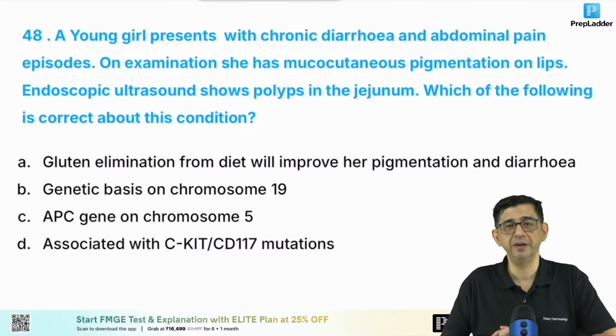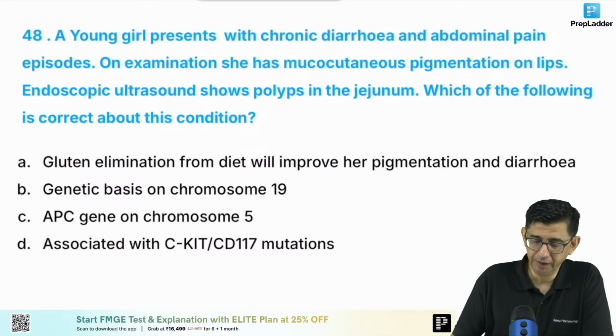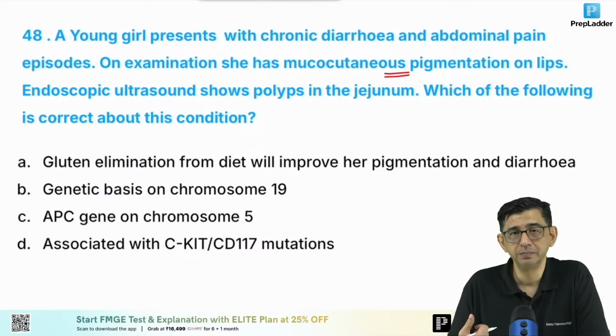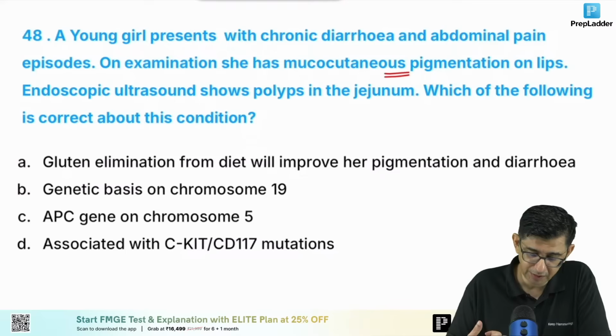Now comes your favorite. A young girl presents with chronic diarrhea and abdominal pain, and she has mucocutaneous pigmentation of the lips. And there are polyps in the jejunum. On an endoscopic ultrasound, or subsequently maybe a capsule endoscopy was done, and the polyps in the jejunum have been demonstrated. So it asks which of the following is correct about this condition?